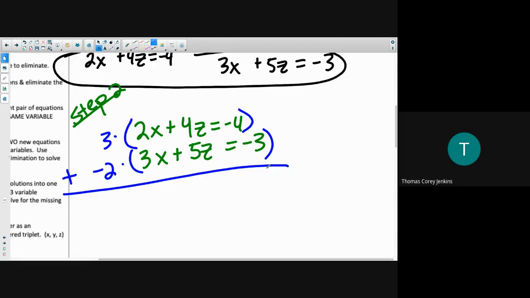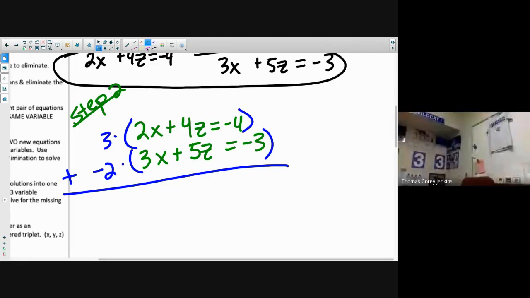All right, so now we're ready to go ahead and add. If you want to, it might not be a bad idea to go ahead and write out all your 6x plus 12z equals -12. I'm going to skip that step just to speed this video along, but that is what I'm doing here, right? So again, here I have 6x plus -6x, so these cancel. So that's 0. And then I have 12z minus 10z. So that'd be 2z.